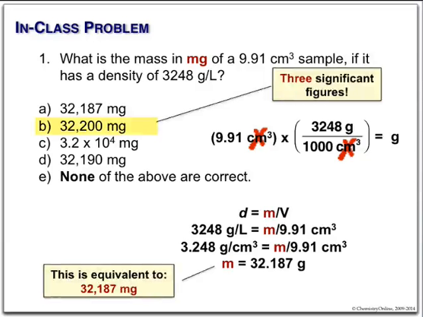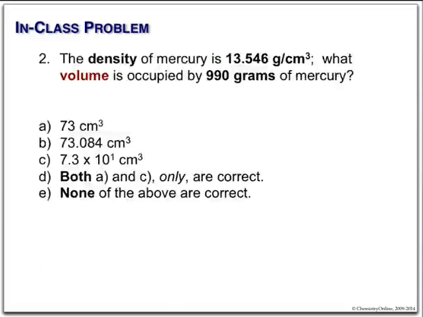Following up on the question back there, the advantage of using the given and the ratio is that you didn't have to do this little bit of thinking here, did you? You just set up the ratio, it will do it automatically. Let's do one more. Here's our density of mercury. What's the volume for 990 grams?